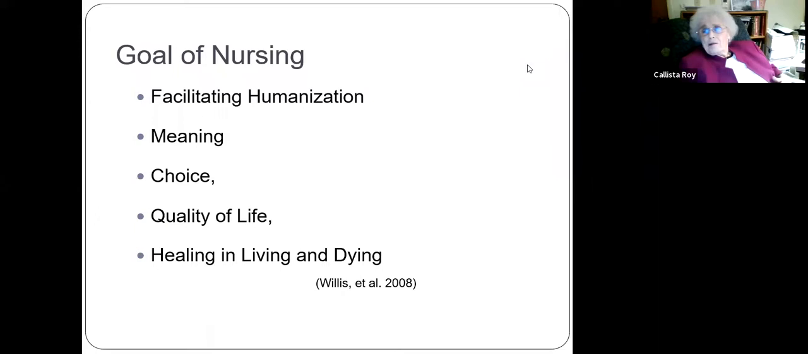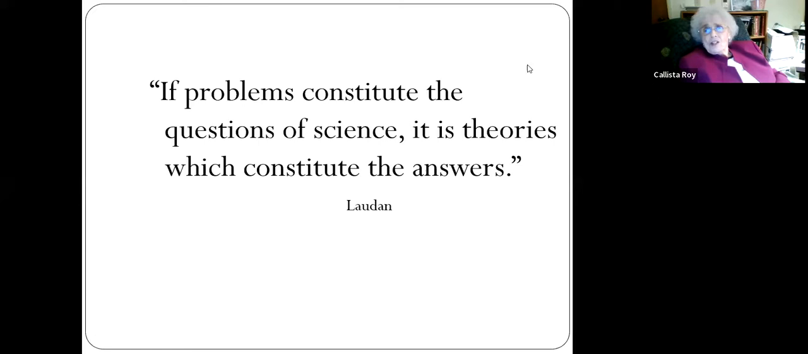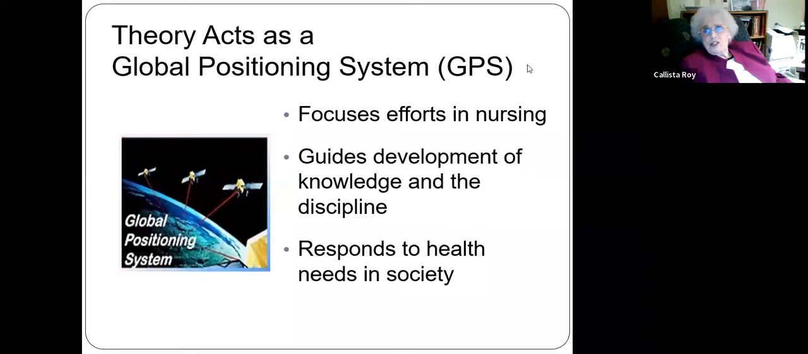Danny Willis and colleagues looked at all of the nursing literature a few years ago and summarized that the goal of nursing is facilitating humanization, meaning, choice, quality of life, and healing in living and dying. A philosopher once said that if problems constitute the questions of science, it is the theories that constitute the answers. Theory acts as a global positioning system. It focuses our efforts, it guides the development of knowledge in the discipline, and responds to health needs in society.